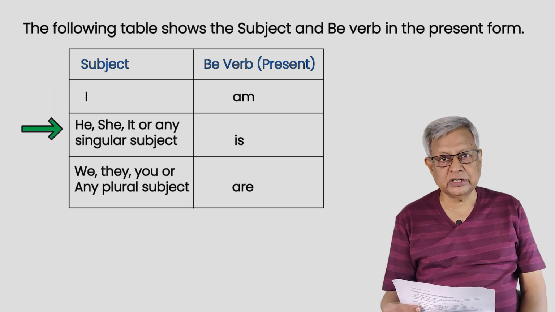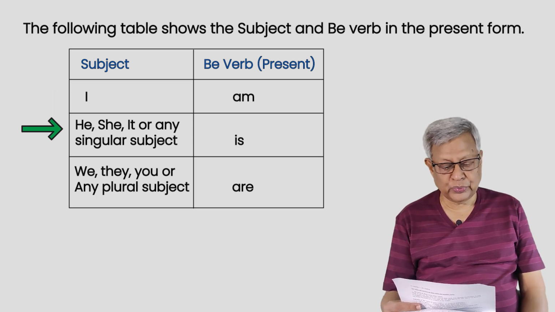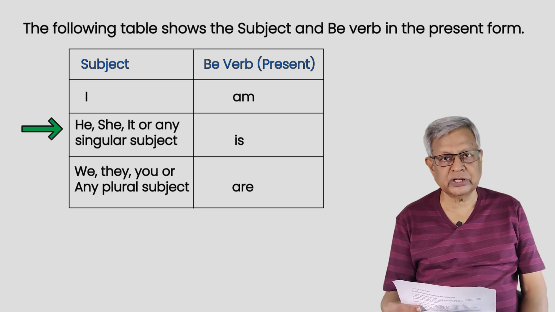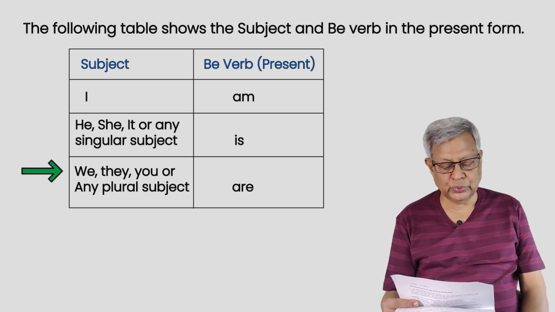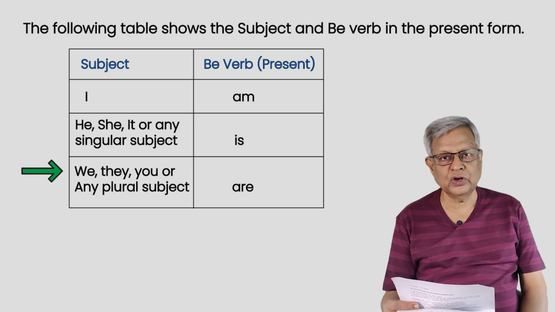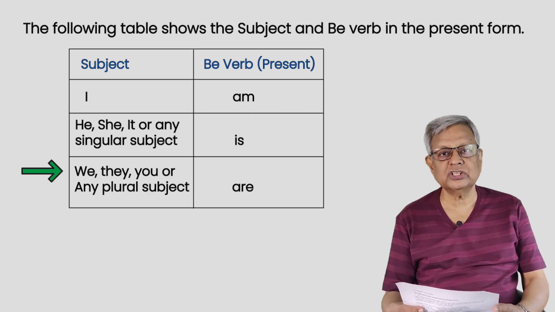And the second row: he, she, it, or any singular subject. For these subjects, the correct be verb to be used in the present form is is. And the third row: we, they, you, or any plural subject. For these subjects, the correct be verb to be used in the present tense is are.